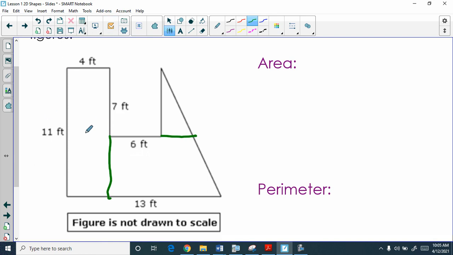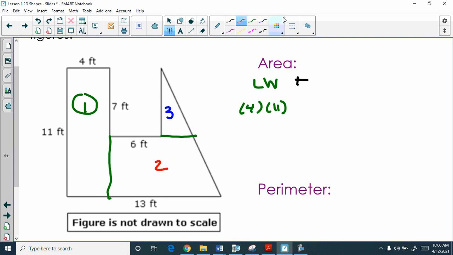So if that is the case, and I'm looking for the value of this rectangle here, I'm going to make this 1, 2, and 3. Okay, so the area of the first one is going to be the area of a rectangle. So I'm just going to have length times width, and that's going to be 4 times 11.